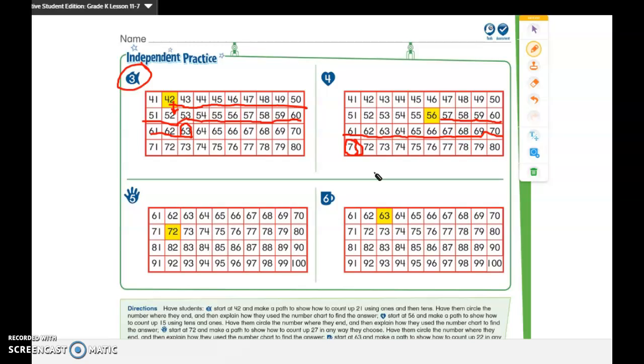Okay, let's try another example. Number 5. Okay, there's a lot of counting. We're going to count up 27 more. Where are we starting? Okay, we're starting at 72. 27 more. Okay, so first way we can do it: 10, 20, now 21, 22, 23, 24, 25, 26, 27.